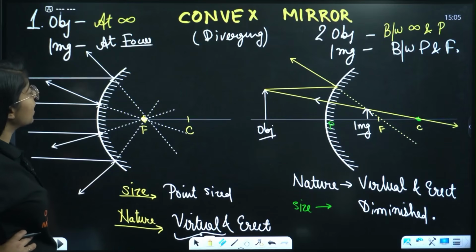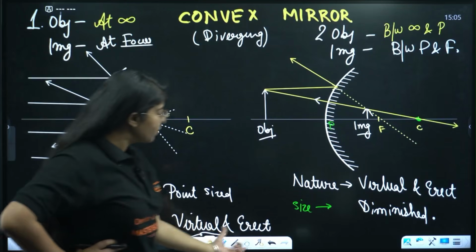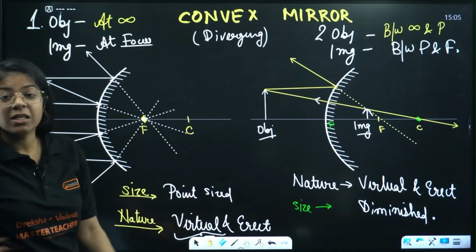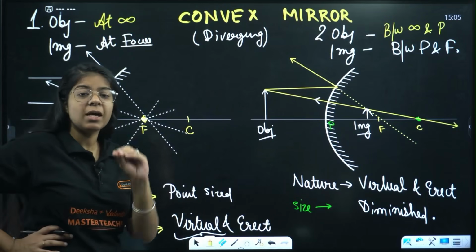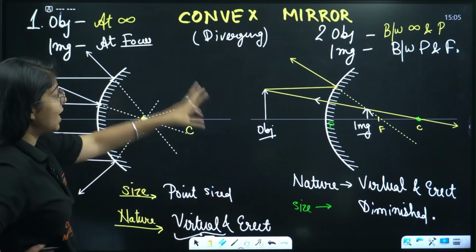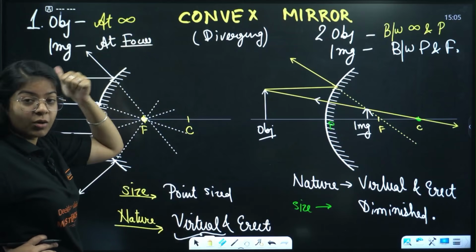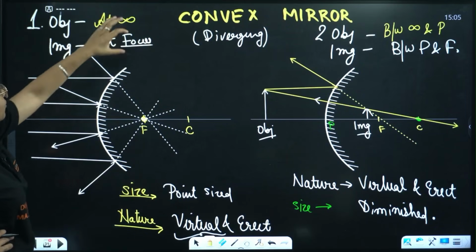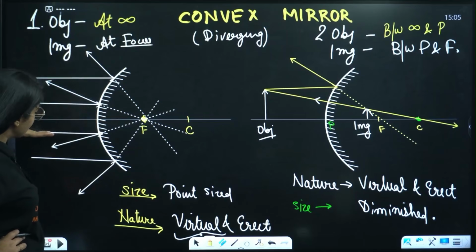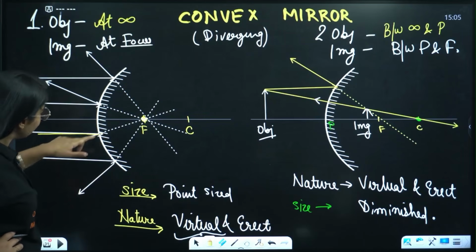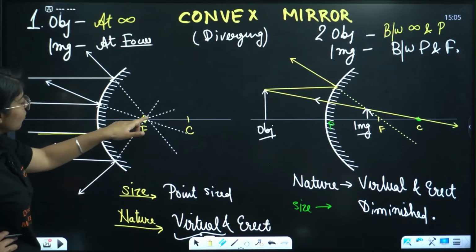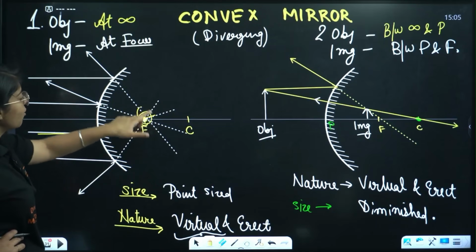For convex mirror, all the time the nature will be virtual and erect, but the size will be diminished. The size will be always diminished. It's a diverging mirror. Concave mirror was a converging mirror. So object at focus, the image will be at focus. The rays actually come and reflect back, but we extend them backwards to see that they are coming from focus.